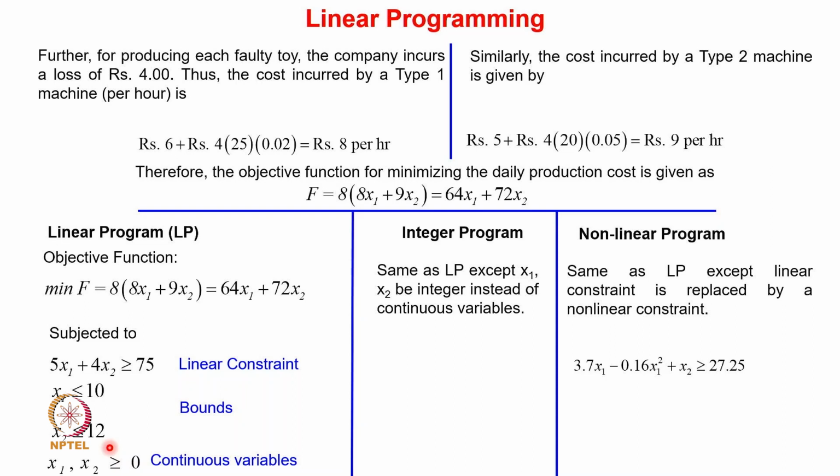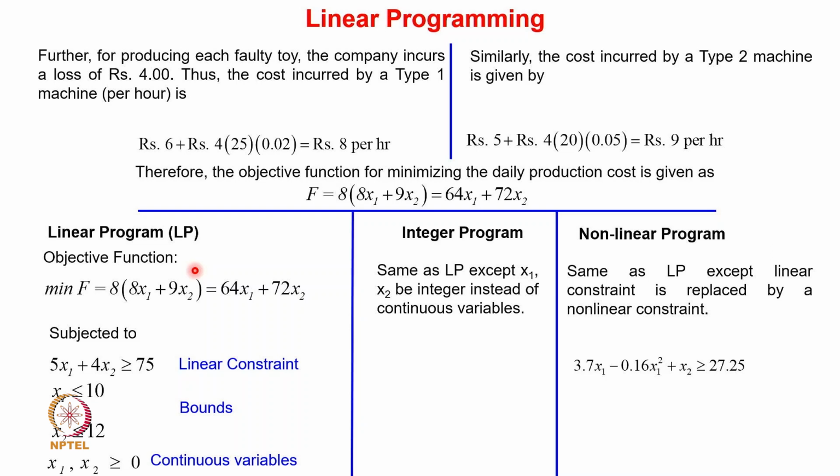And this is very important: if you assume that x1 and x2 are continuous variables, clearly x1 and x2 are numbers of machines, but just for simplicity, then this entire problem becomes a linear programming problem, because all your variables are continuous, your objective function is linear, and your constraints are also linear.